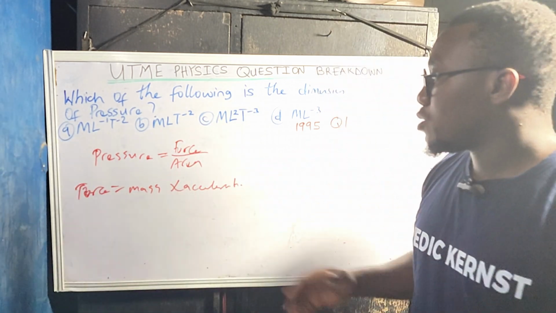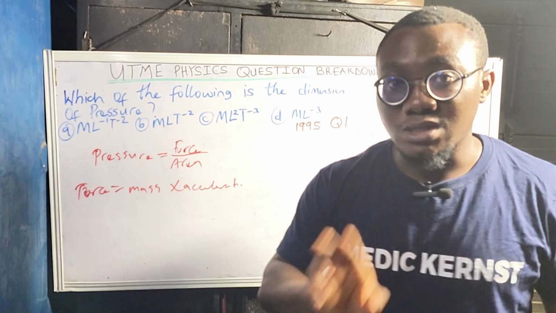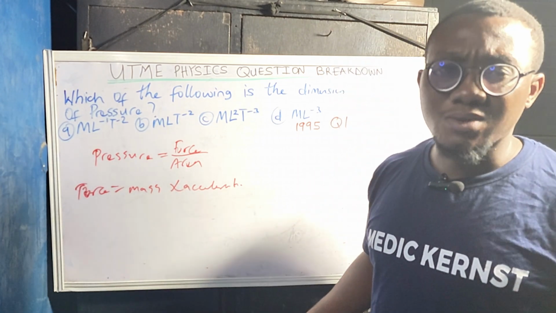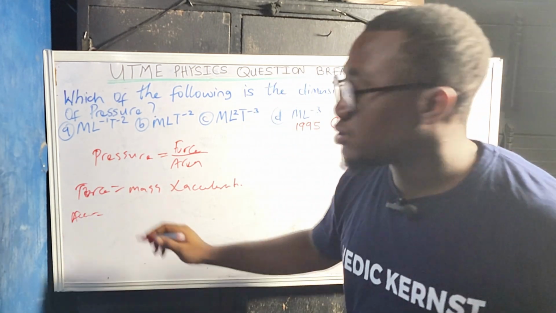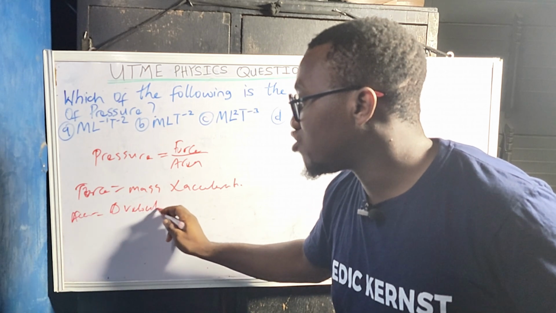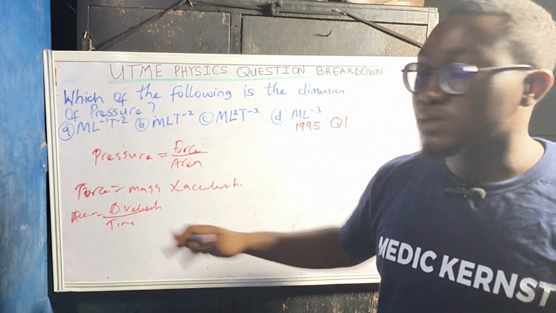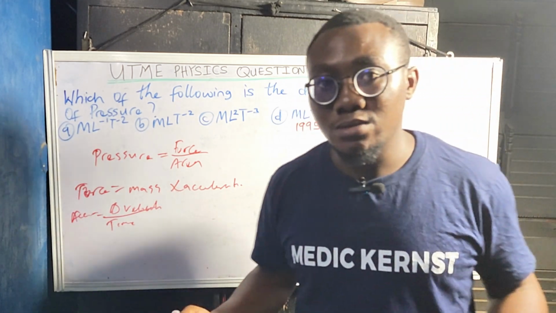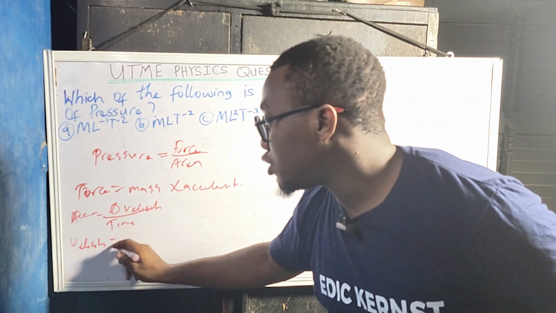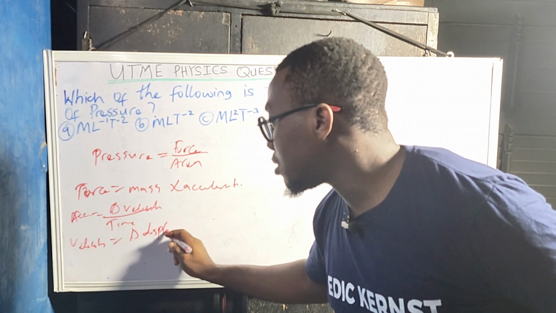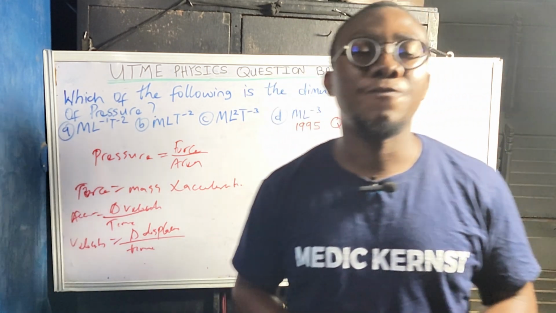Okay, so now after breaking down this quantity, mass is a fundamental quantity, so you leave it. But acceleration is not a fundamental quantity, so you go ahead to break it down again. So acceleration is what? Change in velocity over change in time. Now, time is a fundamental quantity, so we leave it as that. Velocity is not a fundamental quantity, so we go ahead to break velocity down. So velocity is what? Change in displacement over change in time.